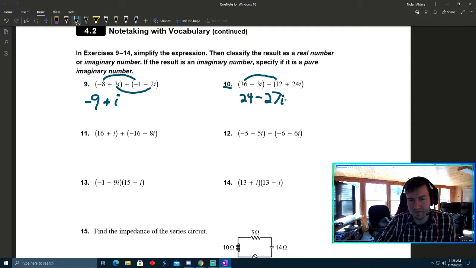So again, just treat these kind of like they're variables, even though they're not. The i is not a variable, so make sure you understand that. But you can kind of treat them like they are. And again, this is another complex number because it has a combination of real numbers and imaginary numbers. All right, do numbers 11 and 12 on your own.